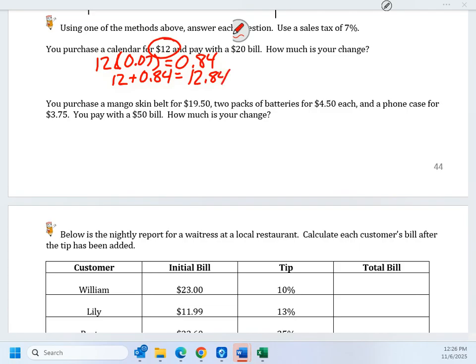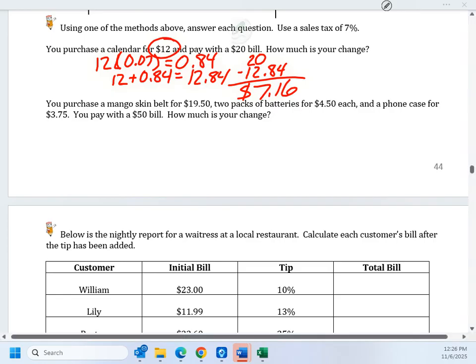Now, Clara, what do we do? 20 minus 12.84. Okay, we start with the big number that we are paying. I'm paying with a $20 bill. She's taking out $12.84. How much is my change? How much does she give me back, Emily? $7.16.